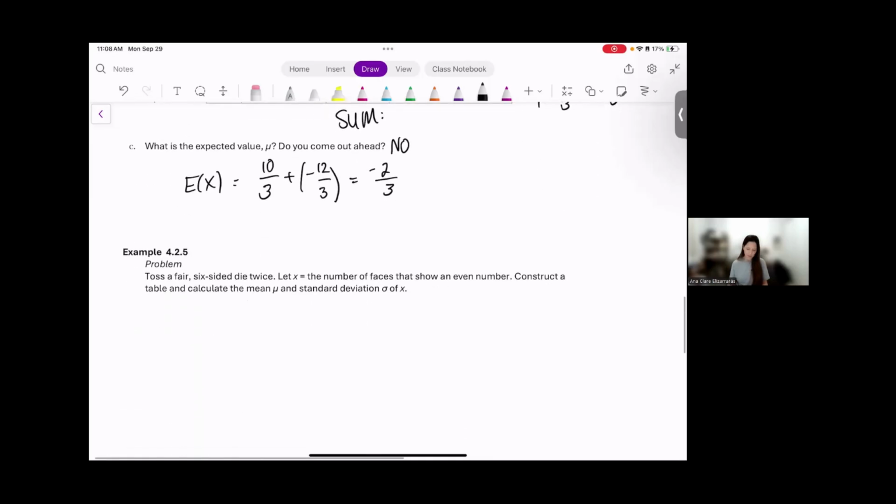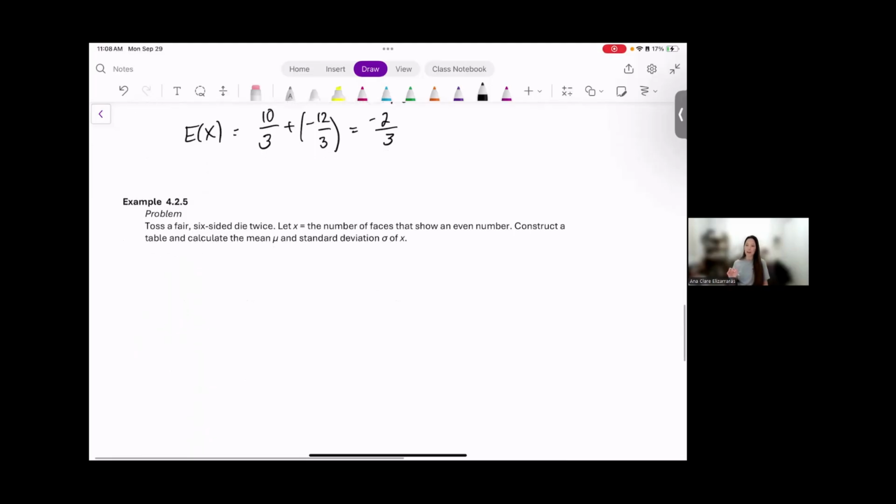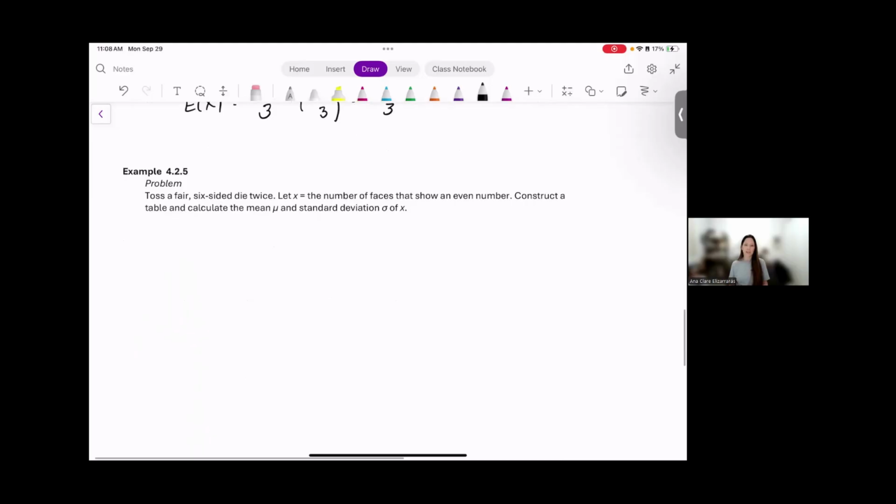What's our next example? So we're going to toss a fair 6-sided die twice. What that means is fair means that each side is equally likely to happen. So if you have the values 1, 2, 3, 4, 5, and 6, they're each likely to occur. I want x to be the number of faces that show an even number, and I want to construct a table, calculate the mean and the standard deviation.